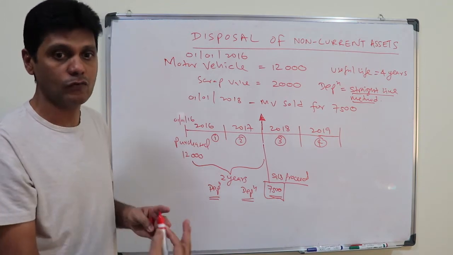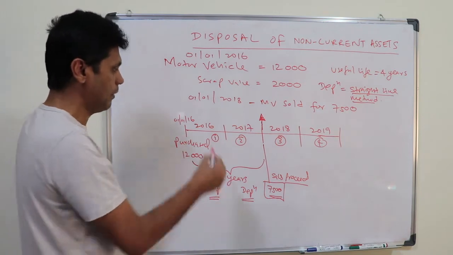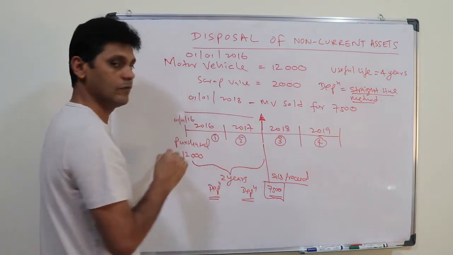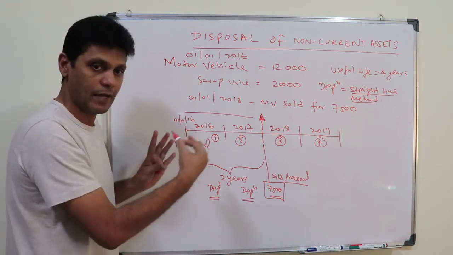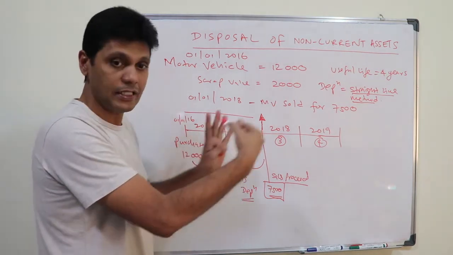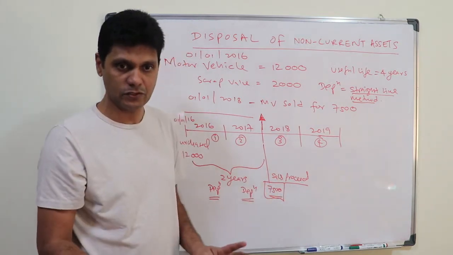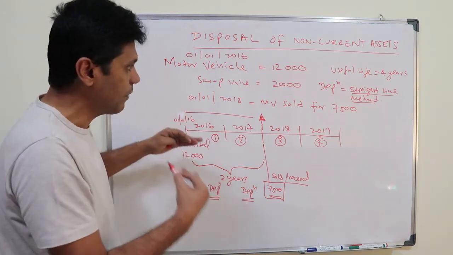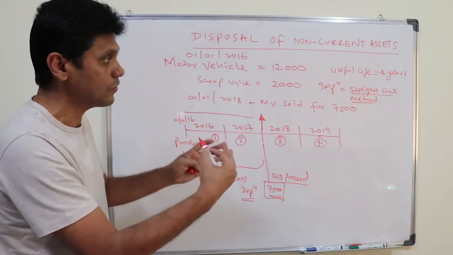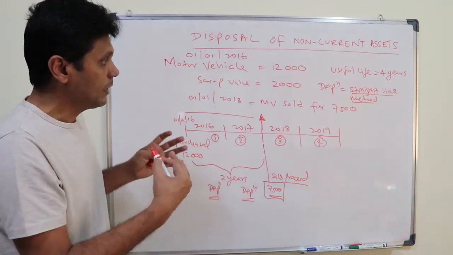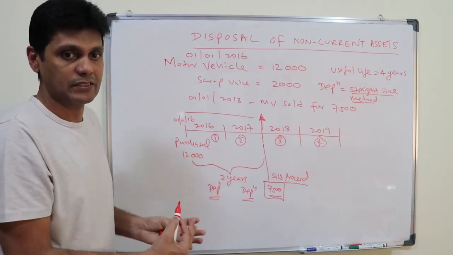So how will you account for this? There are two parts, as I explained. The first part is recording the asset and providing the depreciation. The second part is the disposal part. It's very easy, it's not difficult. The first part is to record the depreciation based on the straight line method. Can you calculate the depreciation amount? There is a formula we discussed.